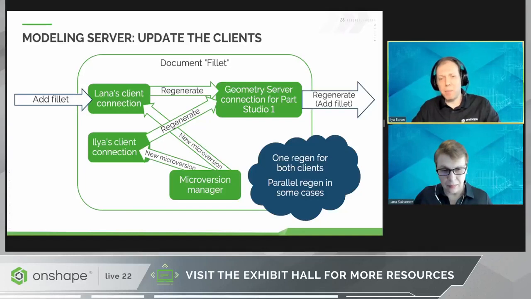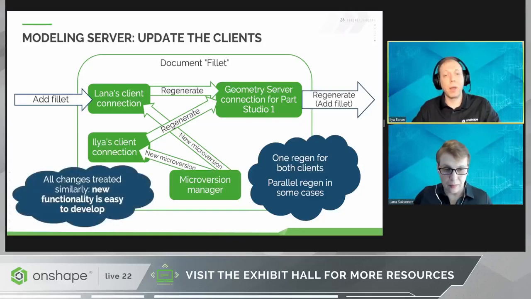So let's take a step back here. This is the essence of a single source of truth. A new microversion is created in the database, and all clients immediately see it. The other cool thing is that none of the code involved here knows anything about fillets. It's just responding to some change in the model, and other edits like suppressing a feature or editing a sketch dimension or changing a configuration table are all handled the same way. So when we develop new functionality, we usually don't have to worry about this stuff, letting us move quickly. And now Lana will tell us what happens on the geometry server.